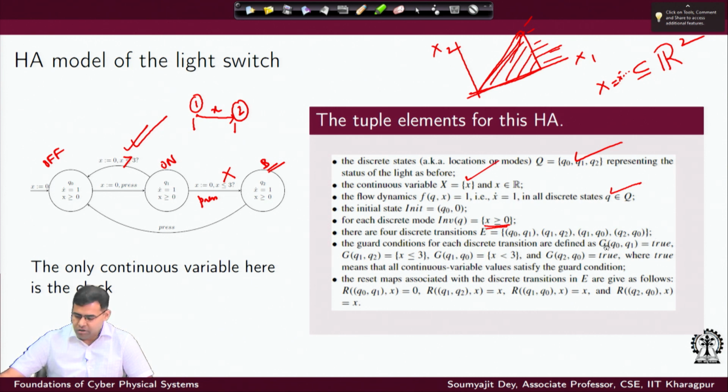And your guard conditions are, well, not all of the transitions have guard conditions here. Whenever they are not explicitly mentioned, that means the guard is always true, right. So, there is no condition here. Q0 to Q1 is always true. Q1 to Q2 you have a condition x less than equals 3. Similarly, here Q1 to Q0 you would have this x greater than 3, and from Q2 to Q0 you do not have any guard condition, right. So, it is true. True means that all continuous variable values satisfy the guard condition, like we said.